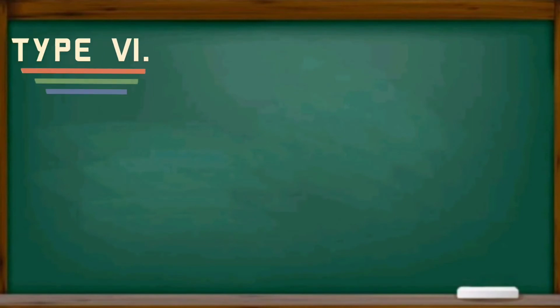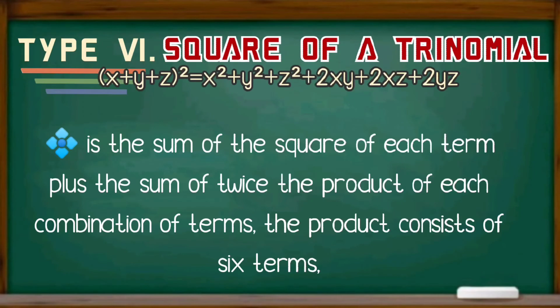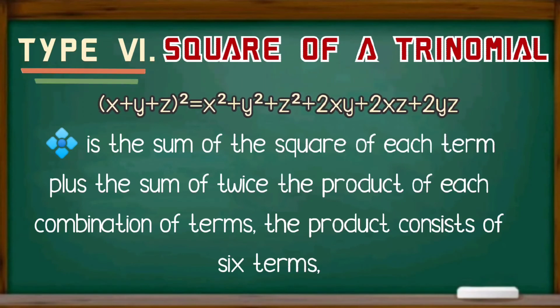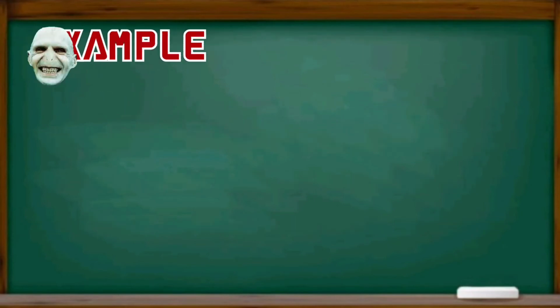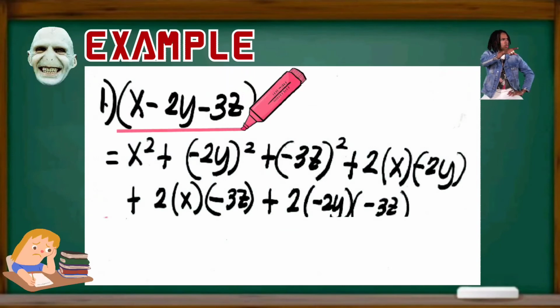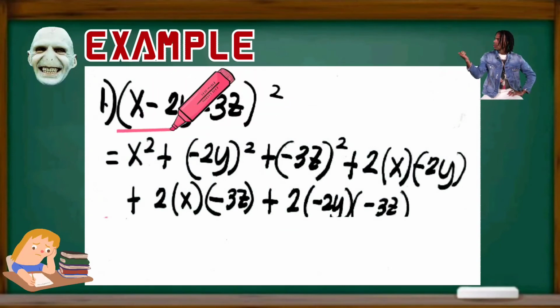Type 6, square of a trinomial. The square of a trinomial is the sum of the square of each term plus the sum of twice the product of each combination of terms. The product consists of 6 terms. Example, (x - 2y - 3z) squared.